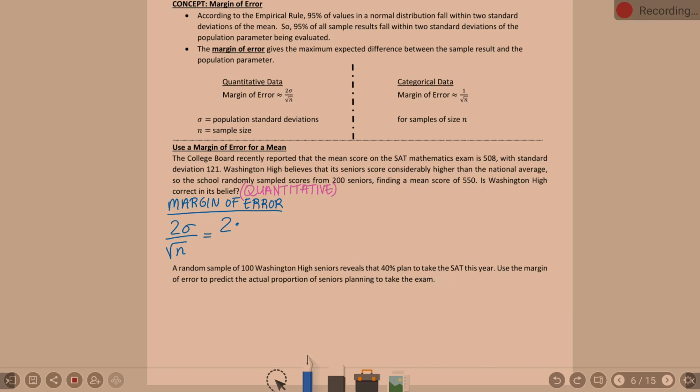What's sigma? 121, because remember sigma is standard deviation. So 2 times 121 divided by the square root of n. N is 200 because it's the sample size. Who did they poll? They polled 200 of their seniors. 2 times 121 divided by the square root of 200.